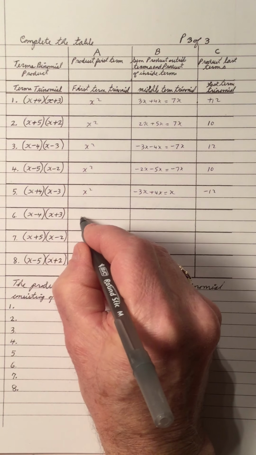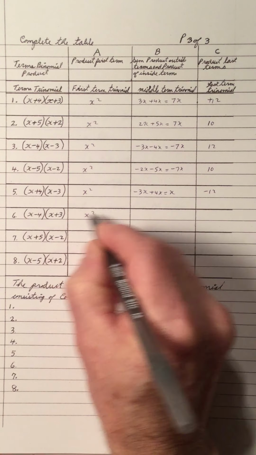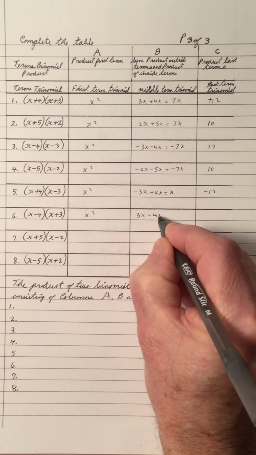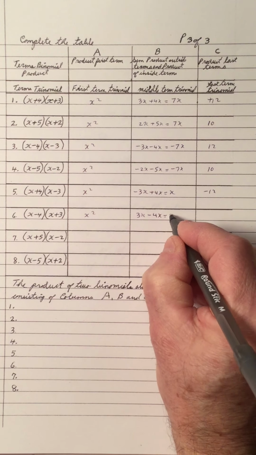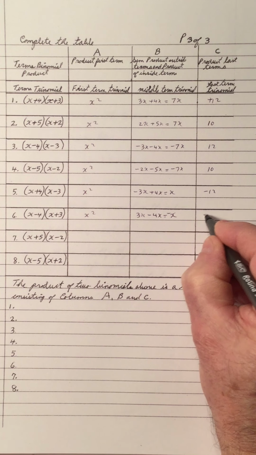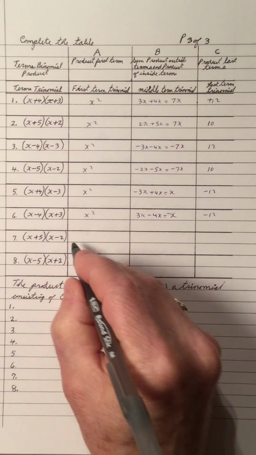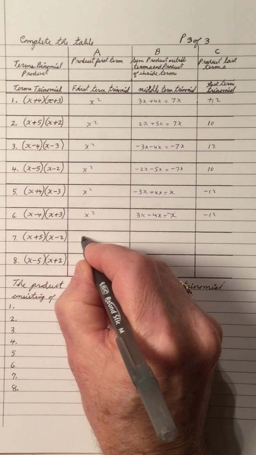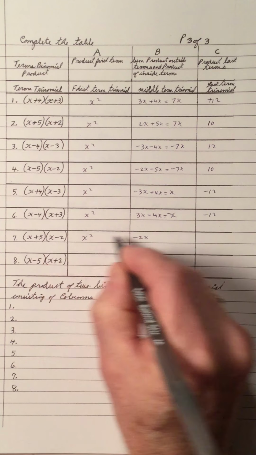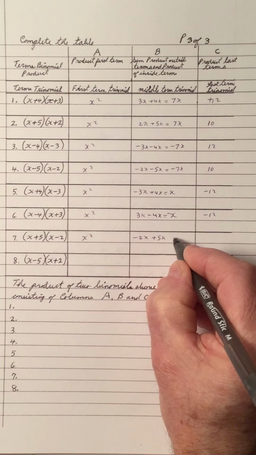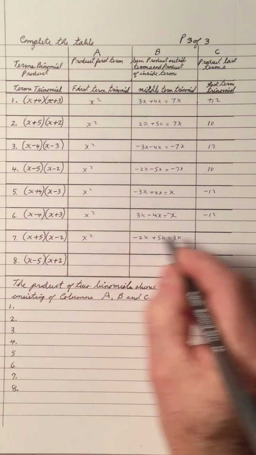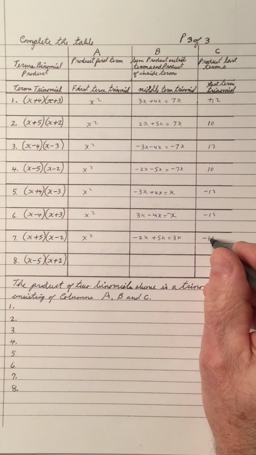And let's do this one. First terms, x times x, x squared. Outside is a 3x. Inside is a minus 4x. And when you add, you get a negative x. And negative 4 times 3 is negative 12, the last term of the trinomial. Continue. X times x, x squared. That's the first. Outside, negative 2x. Inside, 5x. And you add together to get 3x. And the last, when you multiply 5 by negative 2, is a negative 10, which is the last term of the trinomial.